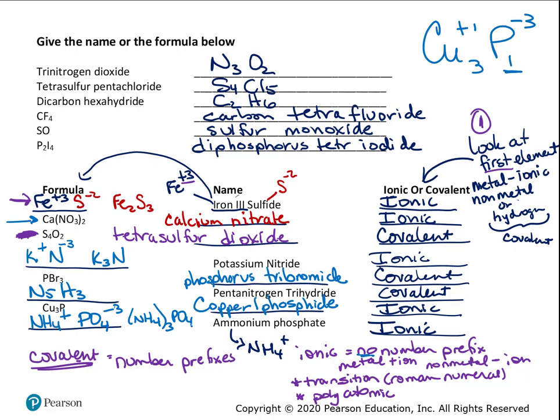So that one's like 2 polyatomics. Most of them aren't that way, but that's an example I wanted to show you. It's an ionic compound because they're polyatomic ions. Anytime you see a polyatomic ion, you know that it's an ionic compound.